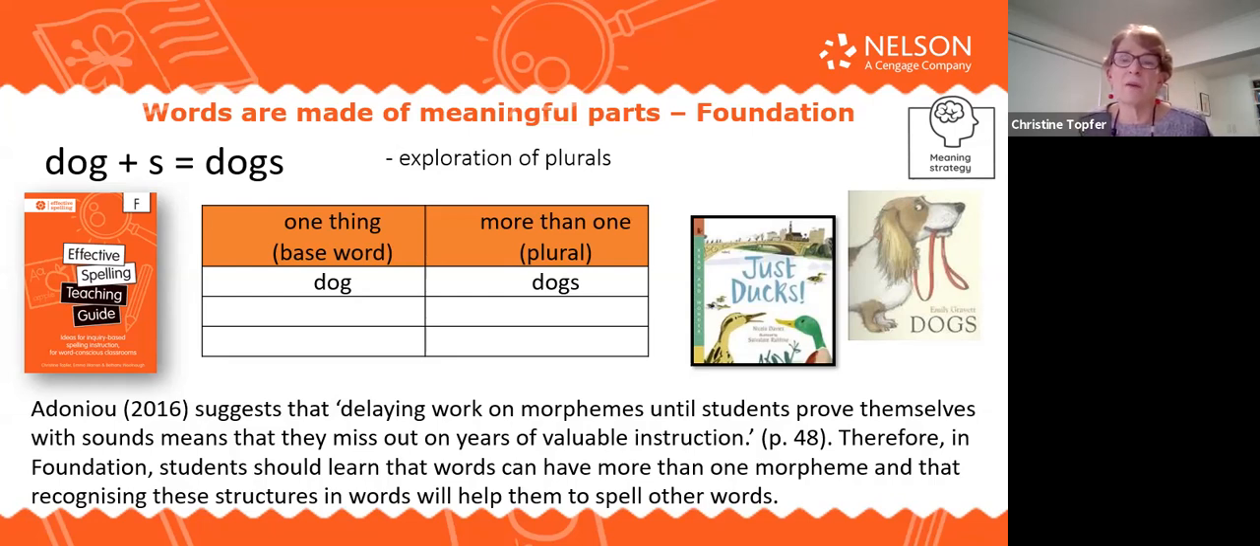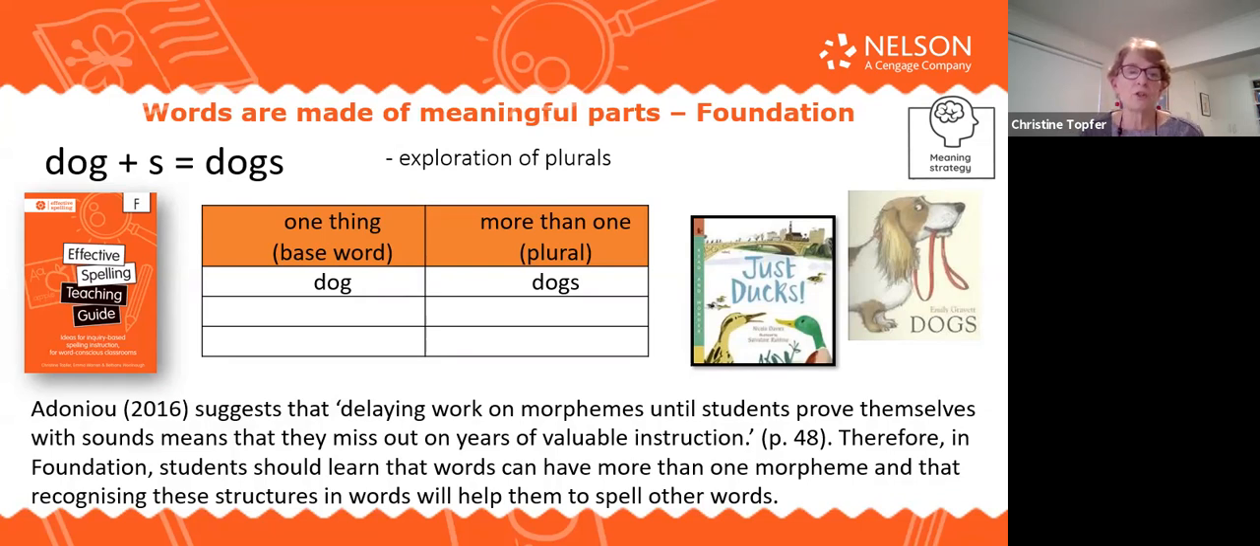So here are some examples. This is one of the examples that we give as a sample learning sequence in Foundation. And I'll just quickly show you the ones right through the teaching guides. Just a word to remind us from the research. So Misty Adenu tells us that if we delay our work with morphemes until students prove themselves with sounds, that means that they're going to miss out on years of valuable instruction. And this is why we must start from the beginning.